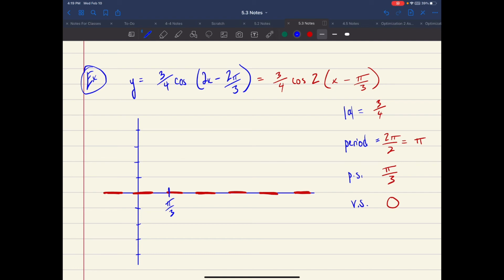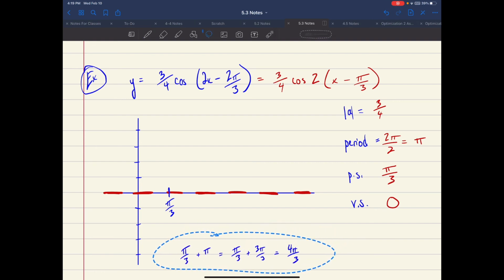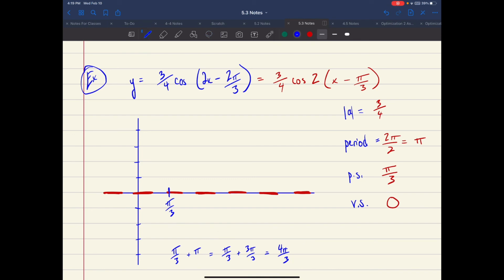So I'll do that math right here. Pi over 3 plus pi is the same thing as pi over 3 plus 3 pi over 3, which is 4 pi over 3. Okay, and I'm going to move that, but I'll leave it there so you can stare at that or write it down, figure that out. So that tells me that the ending value is going to be 4 pi over 3.